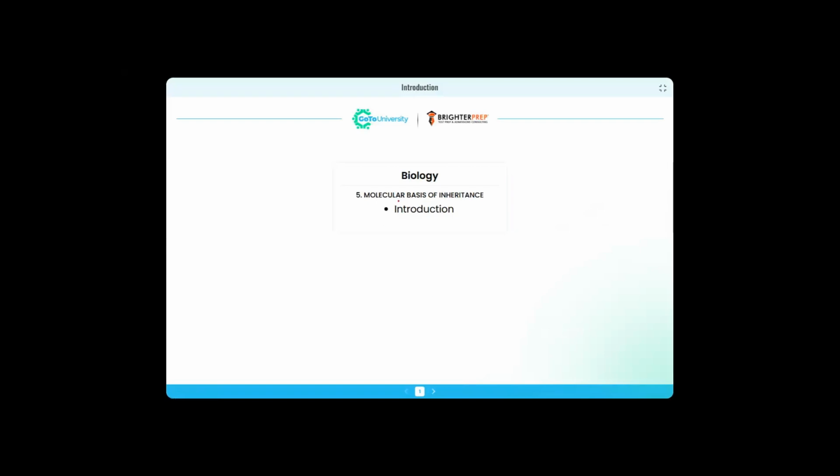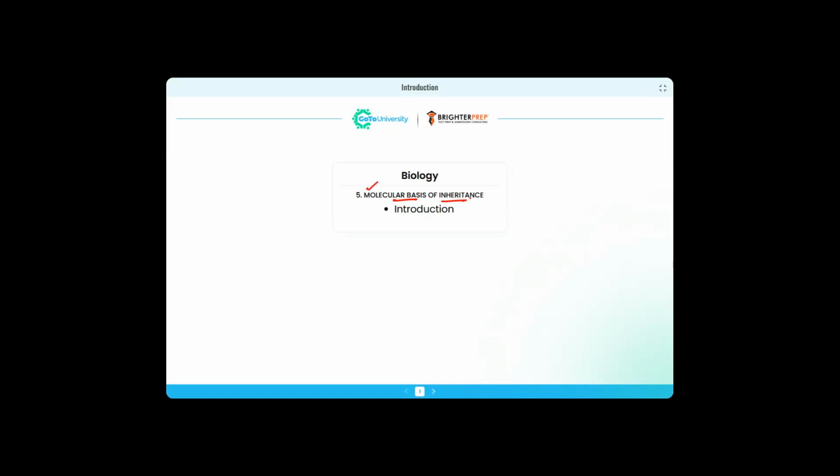Today's topic is the molecular basis of inheritance. Yesterday we had the chapter Principles of Inheritance and Variation, where we learned the basis of genetics, the Mendelian experiments, Mendel's laws, and what exactly inheritance refers to: the genotype, phenotype, the variations, mutation, the chromosomal disorders, etc. So today we are going into the molecular level of inheritance.